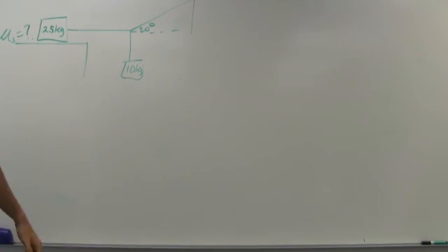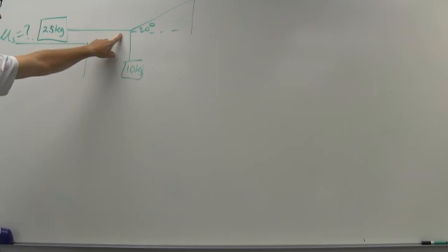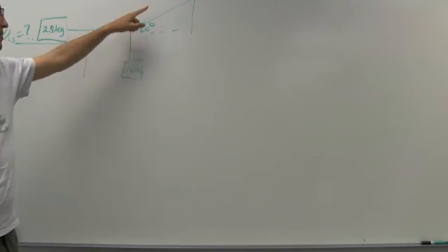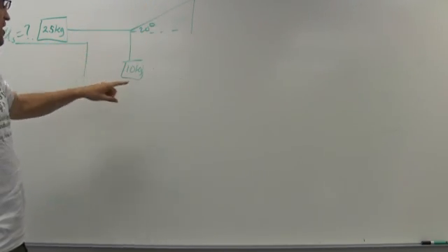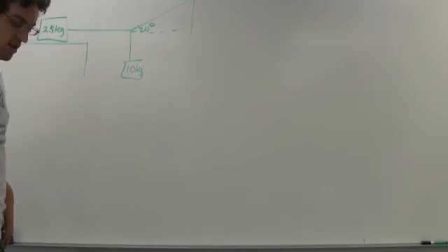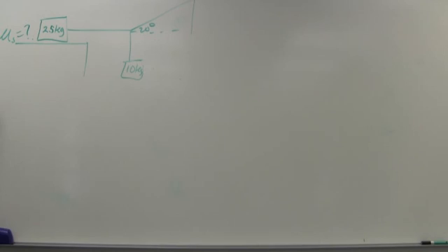Here we have a multi-directional force problem. We've got a 25 kilogram mass sitting on a table. It is attached by a rope, which is then attached to a wall, and hanging from that rope is a 10 kilogram mass. This angle here is 20 degrees. The question is, what is the minimum coefficient of friction we would need between the table and the block in order for it not to slide?